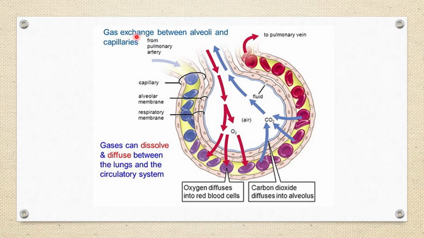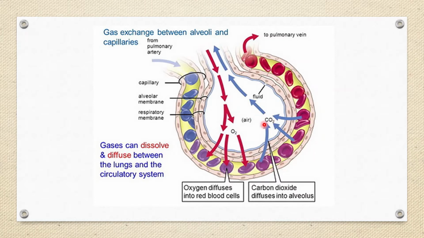So gaseous exchange happens. You get to see oxygen from the air enters into the alveolus, so there's a high concentration of oxygen gas in the alveolus as compared to a lower concentration of oxygen over here. So simple diffusion happens, and this oxygen from the alveolus will diffuse into the red blood cells that are flowing within this capillary because of the difference in the concentration gradient. So it is down the concentration gradient.